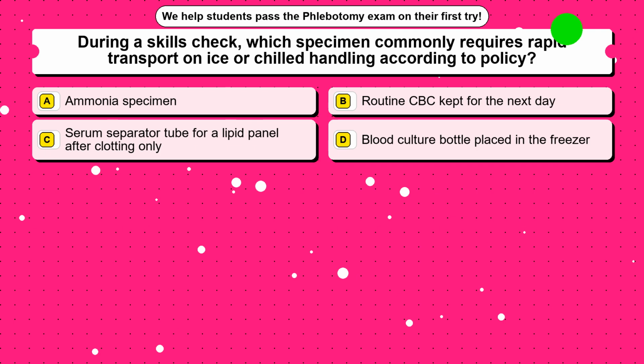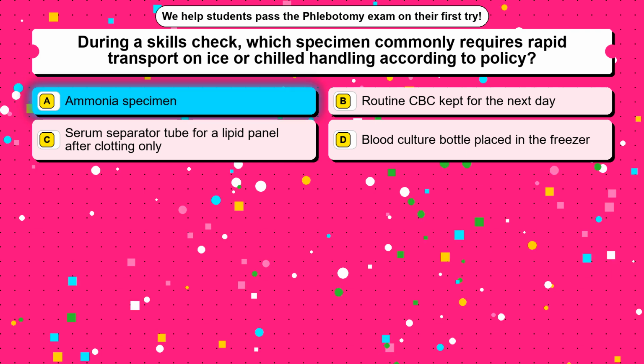Question 61. During a skills check, which specimen commonly requires rapid transport on ice or chilled handling according to policy? Option A, ammonia specimen. Option B, routine CBC kept for the next day. Option C, serum separator tube for a lipid panel after clotting only. Option D, blood culture bottle placed in the freezer. The correct answer is option A.